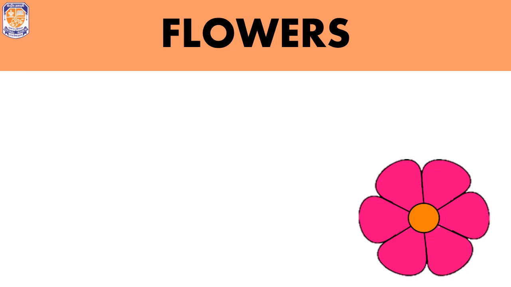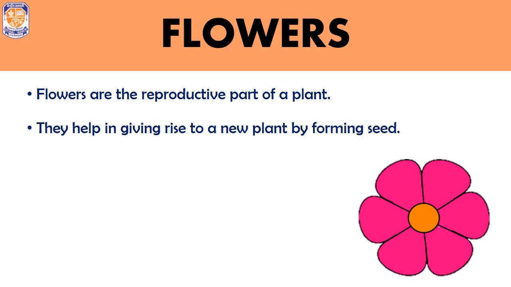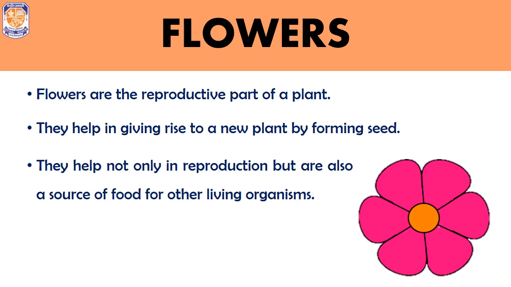So starting with the flowers, what are flowers? Flowers are the reproductive part of a plant. So it is because of a flower only that a new plant is formed with the help of a seed. So they help in giving rise to a new plant by forming seed inside them. They help not only in reproduction, but they are also a source of food for other living organisms. What kind of living organism depend upon flower for their food?